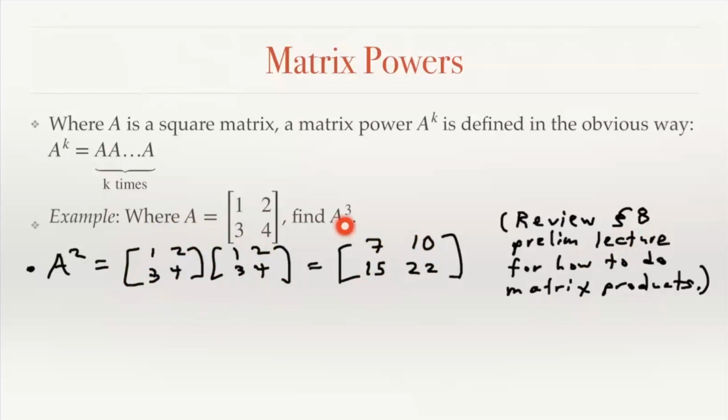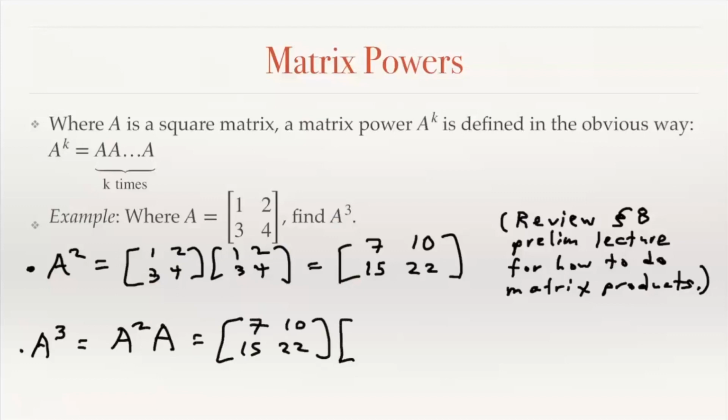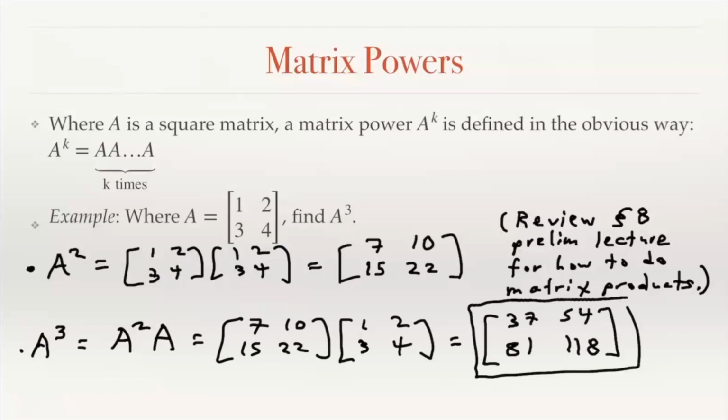And to find A cubed, first we multiplied A by itself once, and then A cubed is A squared times another A. We just found what A squared is. So we take that matrix and multiply it by A. And that is 37, 54, 81, 118. So repeated matrix multiplication.